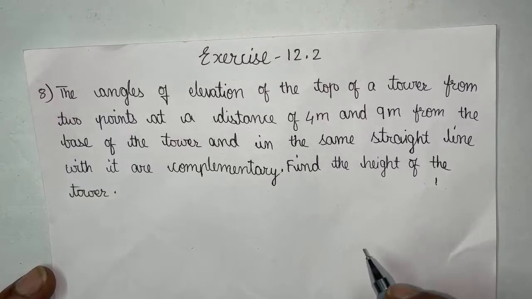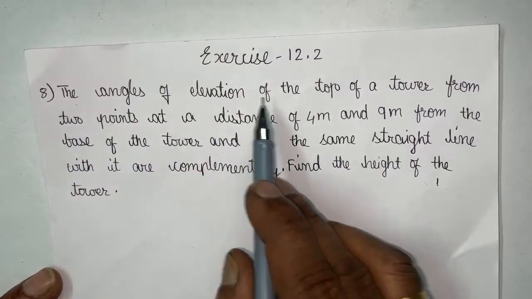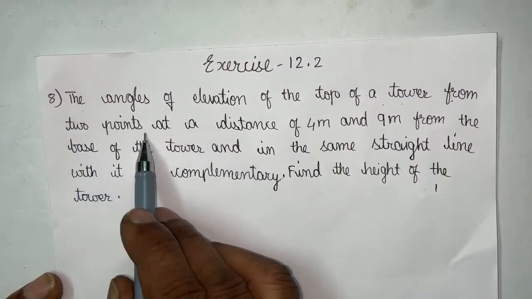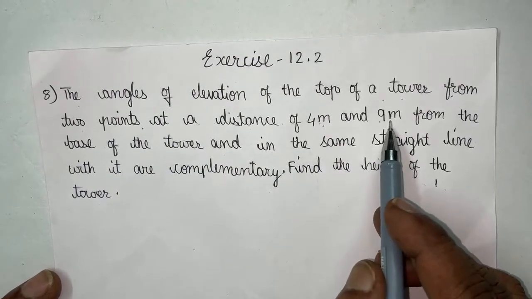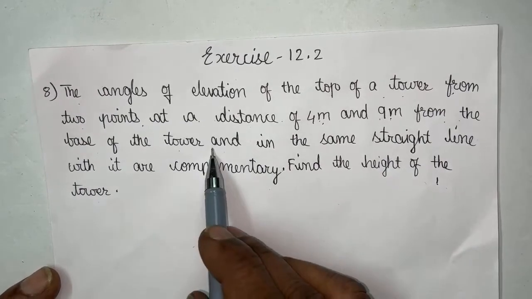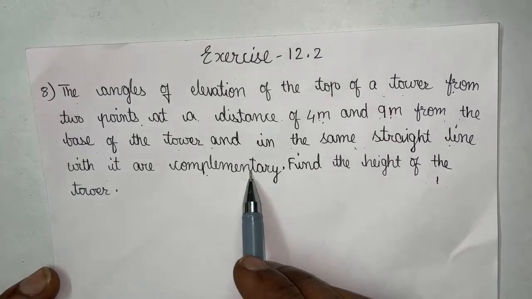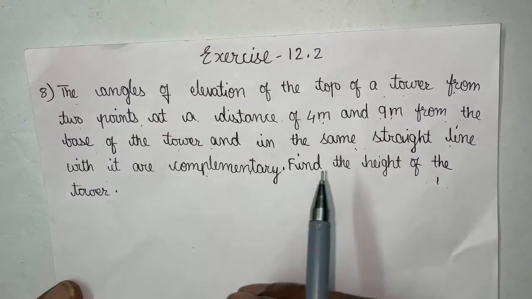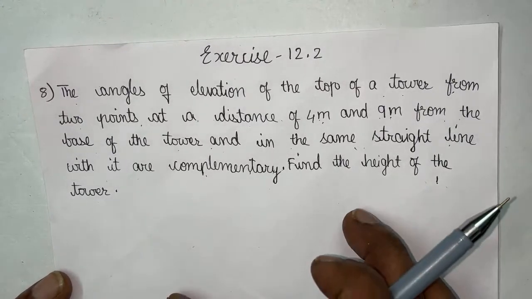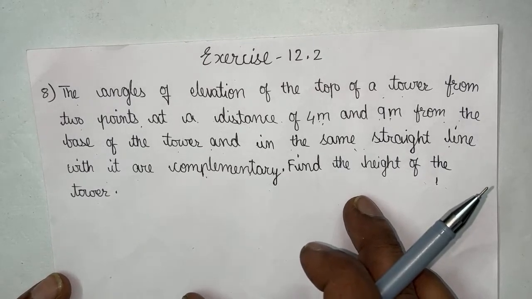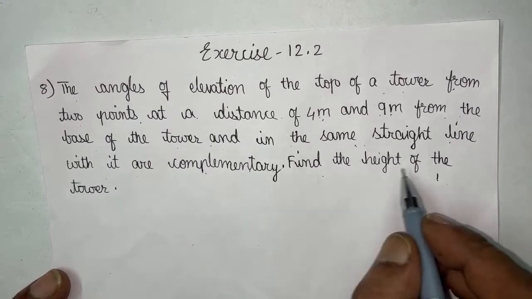Dear viewers, we'll come to one more important sum, the eighth sum here. What is that? See, you can see here. The angles of elevation of the top of a tower from two points at a distance of 4 meters and 9 meters from the base of the tower, in the same straight line, are complementary. Complementary means the sum of the two angles is 90 degrees. If the sum of the two angles is 180, that is called a supplementary pair. So here they are complementary, and find the height of the tower.